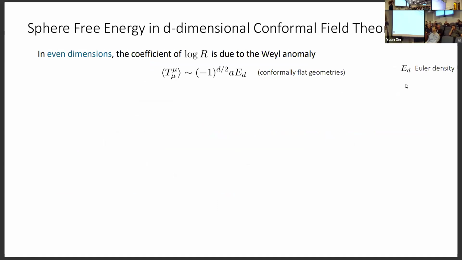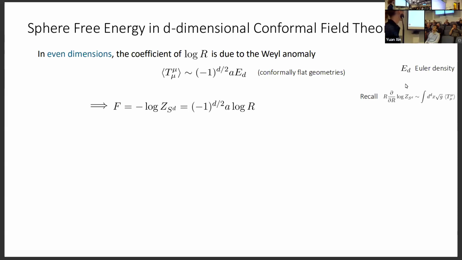As everyone knows, if we have our CFT on a curved background, its trace is related to, on a conformally flat geometry, the Euler density times some coefficient. And then remembering that when we rescale our partition function, we pick up a factor of this stress tensor trace, you see that the free energy coefficient is just exactly the same coefficient, which I'm calling here A.